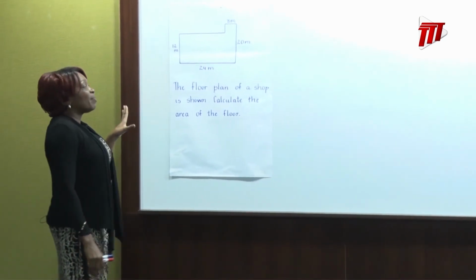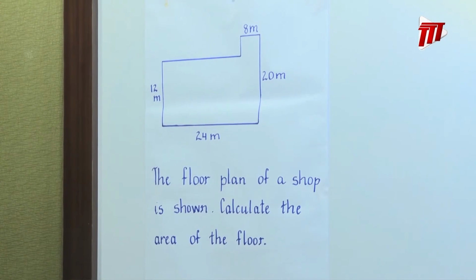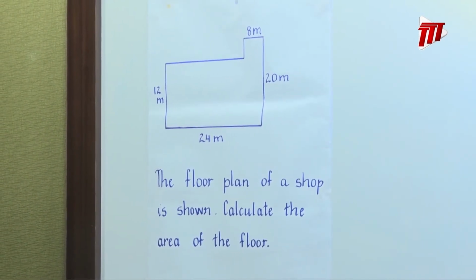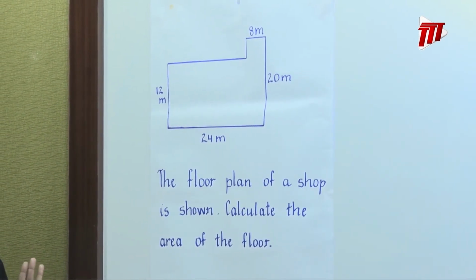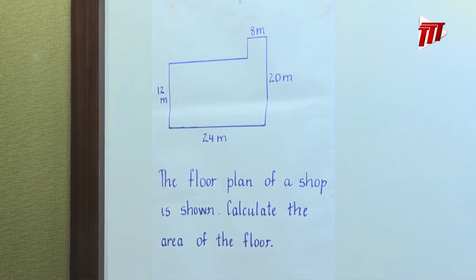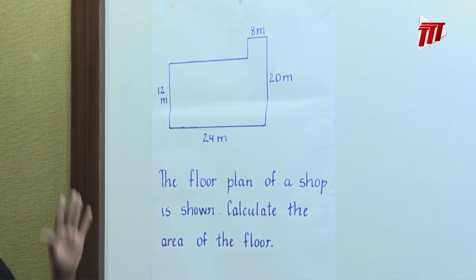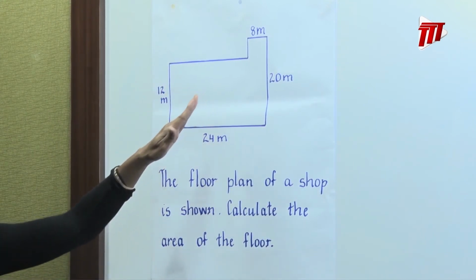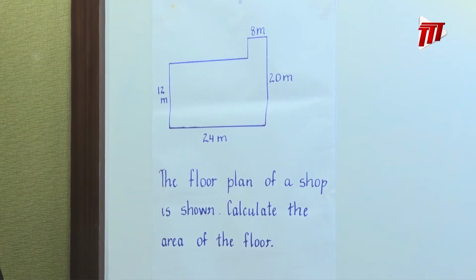Let's read the question. The floor plan of a shop is shown. Calculate the area of the floor. Let's read it again. The floor plan of a shop is shown. Calculate the area of the floor. Let us look at the diagram here. Is it a compound shape? It is indeed. Are you seeing that, boys and girls?